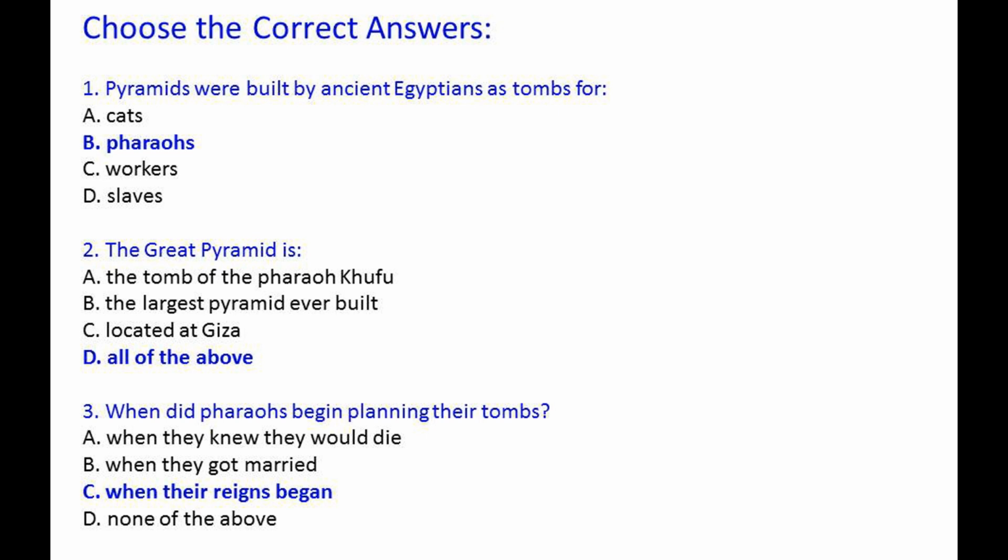3. When did pharaohs begin planning their tombs? A. When they knew they would die. B. When they got married. C. When their reigns began. D. None of the above. And the correct answer is C. When their reigns began.